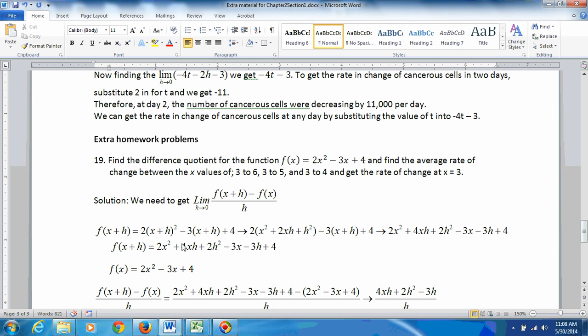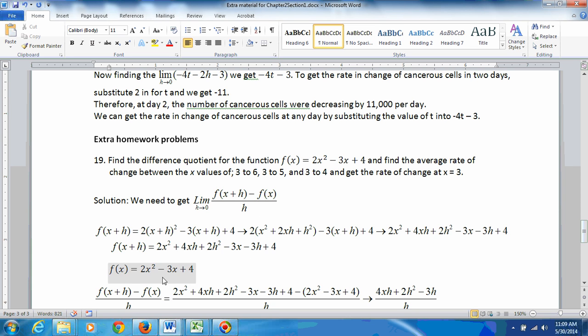Okay? Working this out, the x plus h squared is x squared plus 2xh plus h squared. And then we have to take the 2 times it, and taking the 2 times that gives me 2x squared plus 4xh plus 2h squared. This right here, taking the minus 3 through, gives minus 3x minus 3h and plus 4. So this whole bit right here is what f of x plus h is.